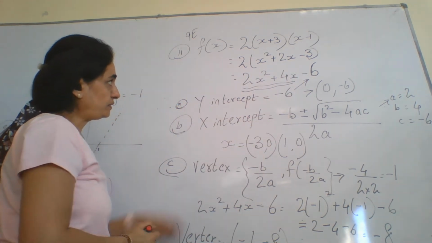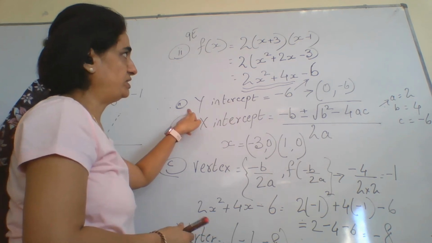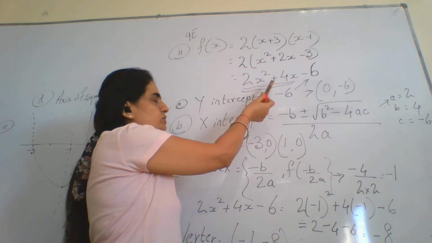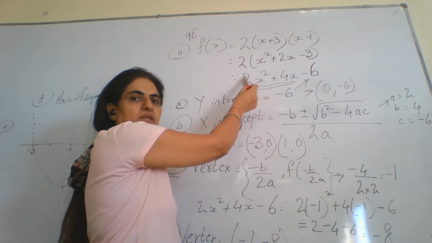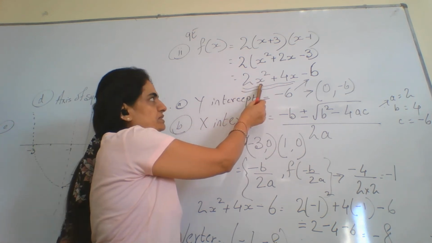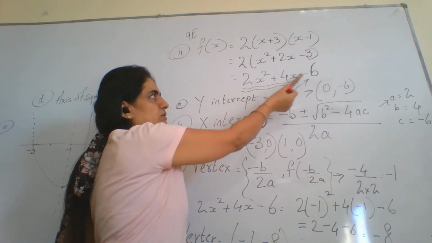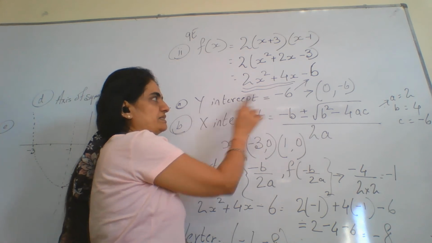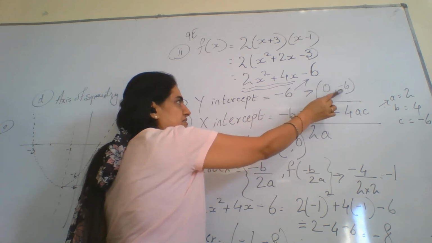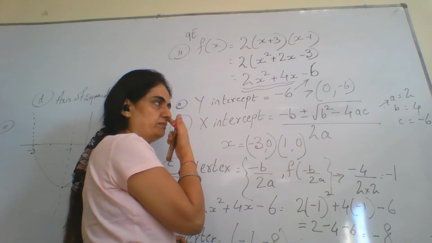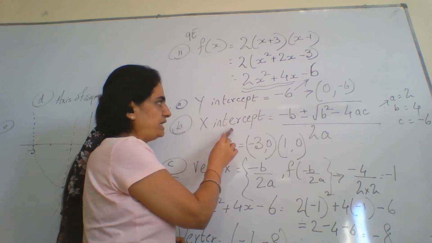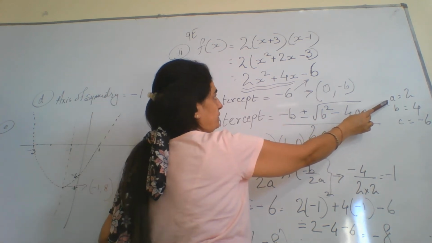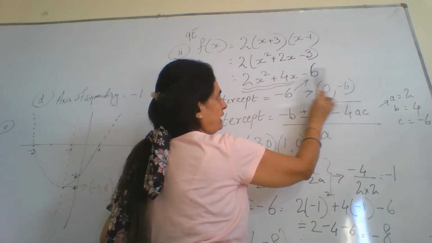Now, to get the y-intercept, which is our first question, we know that the x value has to be 0. So when I put a 0 in the place of x here, 2 times 0 plus 4 times 0 is 0. What I am left with is minus 6. So my y-intercept, I can write it as minus 6, which you can present in this form, (0, -6).